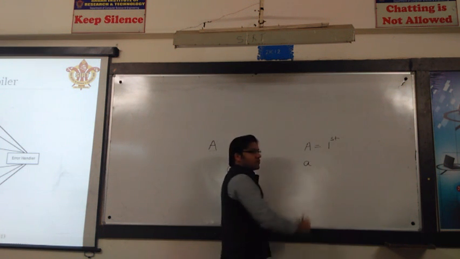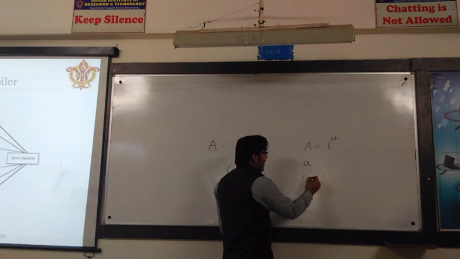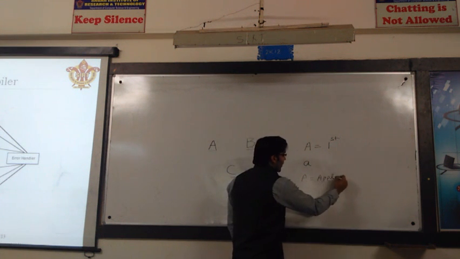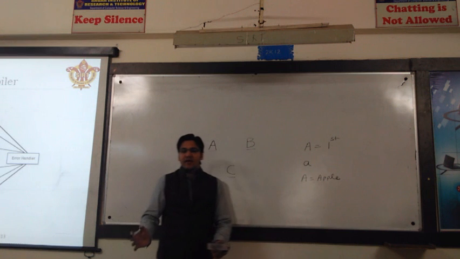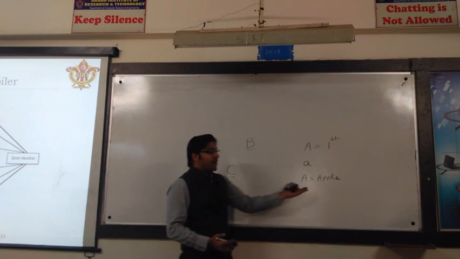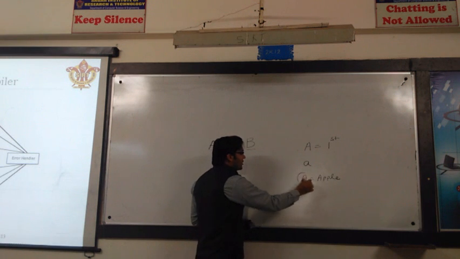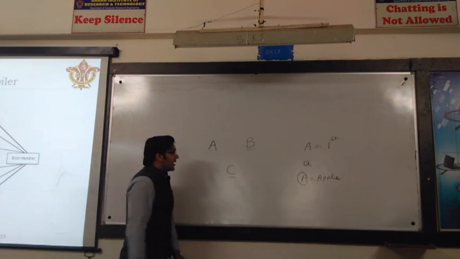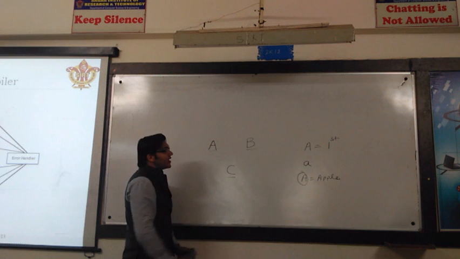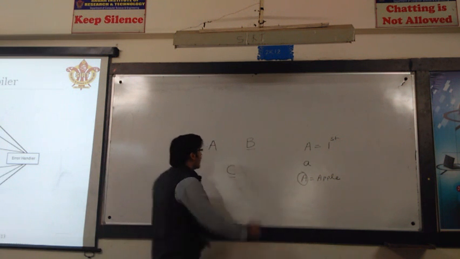A can be written as small a. A can be treated as apple. A can be treated as anything, acquiescent, abrasive, whatever. There are so many words which can be directed through that first letter, capital A. So you are just performing the scanning and providing me the output.